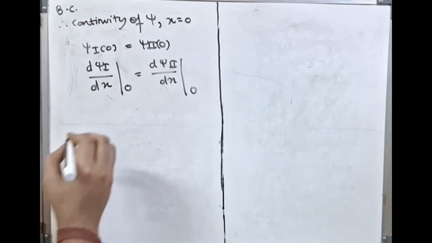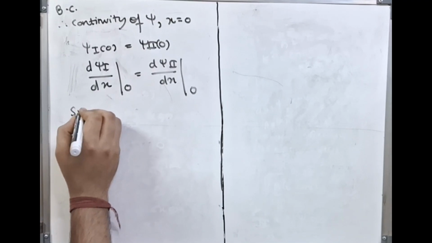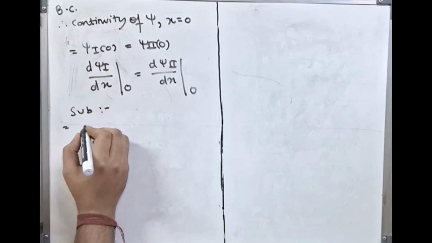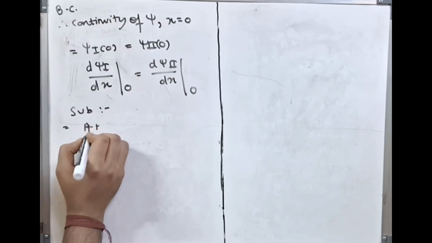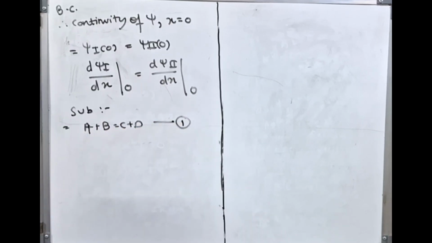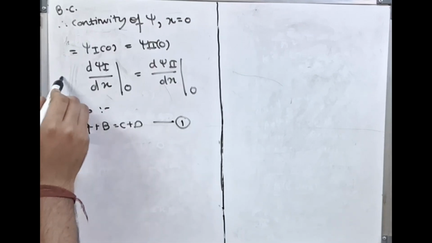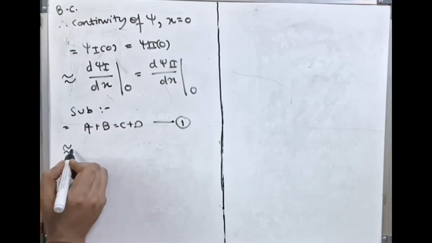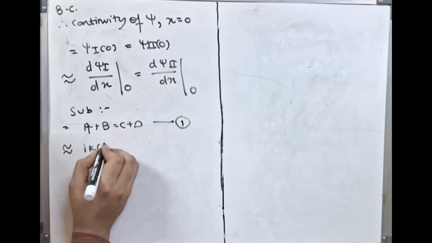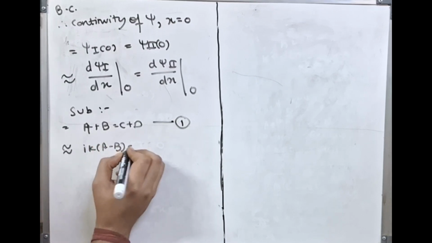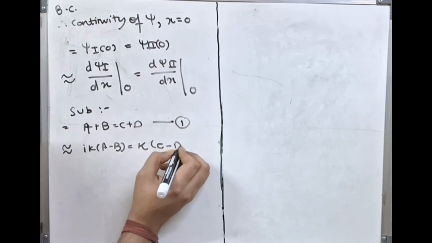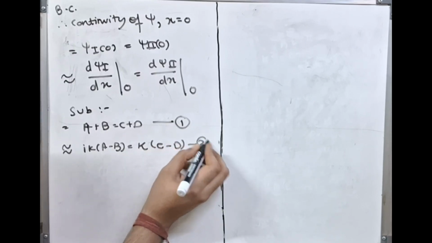Substituting this will give us, for this one, firstly a plus b is equals to c plus d. I'm going to call this as equation 1. And for this one, i k a minus b is equals to kappa c minus d, and I'm going to call this as equation 2.